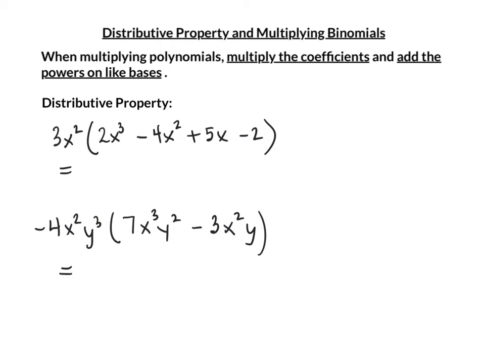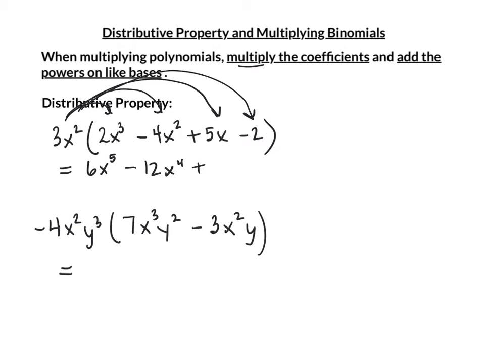We saw a few examples on the last assignment of the distributive property, where we take the number in front times every number inside. Remember that you're multiplying, and when you multiply, you multiply the coefficients and add the powers on like bases. 3x squared times 2x cubed, 3 times 2, that's 6x to the fifth. We add the powers on like bases. 3x squared times negative 4x squared, 3 times negative 4 is negative 12, x to the fourth, because the powers are 2 and 2, that makes 4.